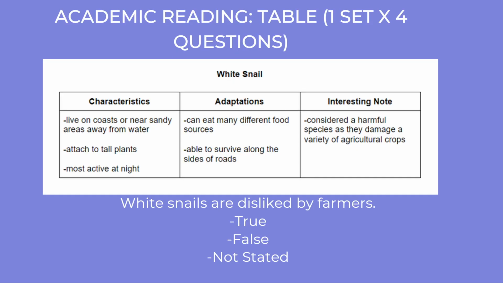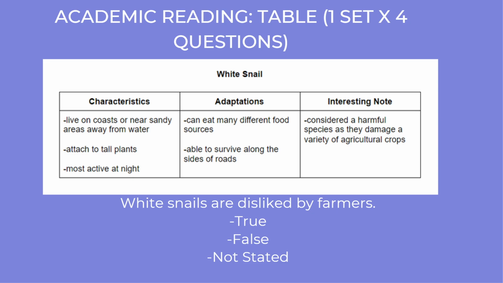Next up is the academic reading table question. This one's very new. I haven't seen anything like this on a test before. On the practice set, I got one of these with 4 questions. It seems to work like this. You're given a chart with 3 different sections. And overall, it's describing a single thing. They seem to like maybe animals or plants, or maybe even like concepts.